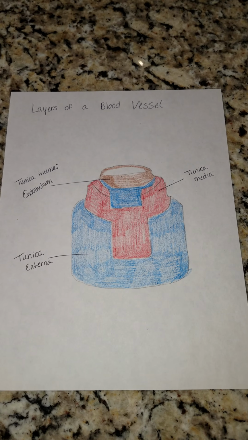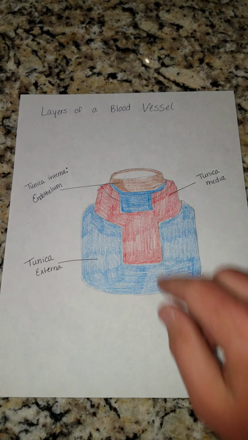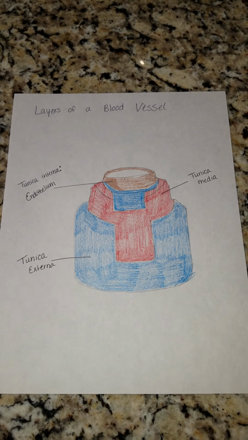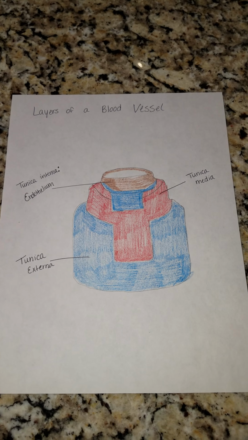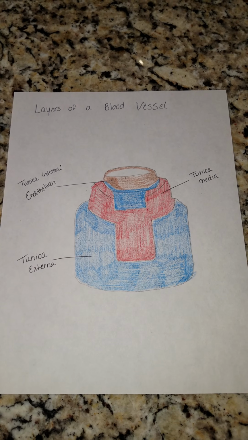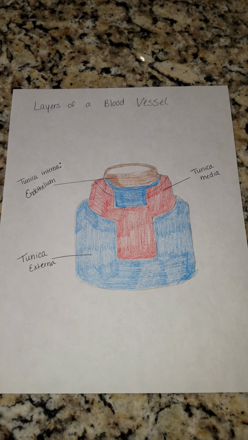The first layer is the tunica interna, which is the inner layer in the wall of a blood vessel. The tunica interna is in contact with the blood that is being carried by the vessel. The tunica interna is made of simple squamous epithelial tissue and a basement membrane. This layer is also known as endothelium.